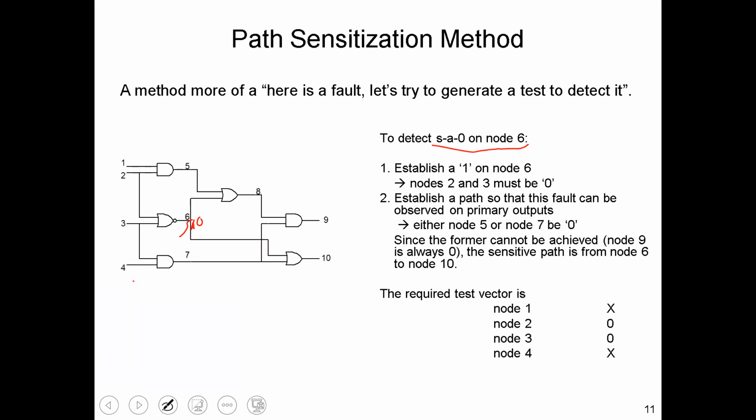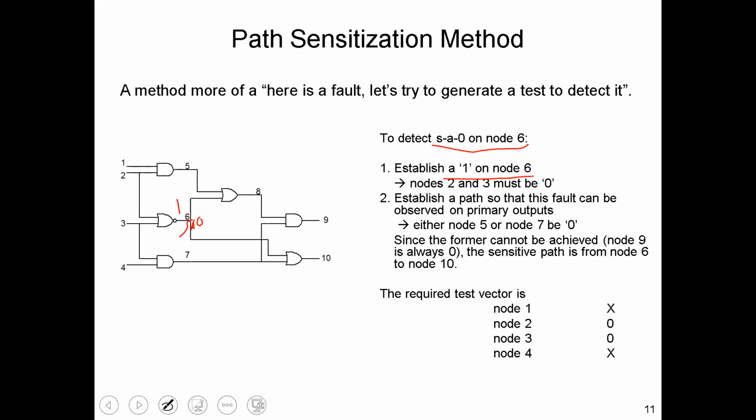Okay, since we are going to detect a stuck at 0 fault at node 6, we should establish a logic 1, which is different from SA0, different from 0, at node 6 for the fault-free circuit. We establish a 1 on node 6 for the fault-free circuit. If it is fault-free, it should be 1. If it's faulty, then it's stuck at 0, and this will make a difference at the output.